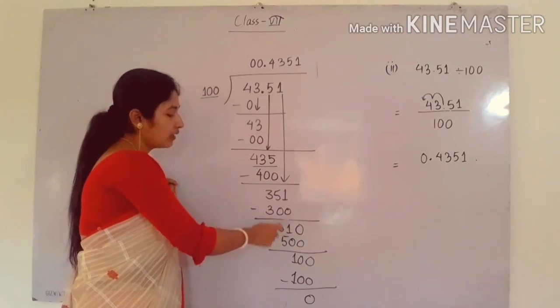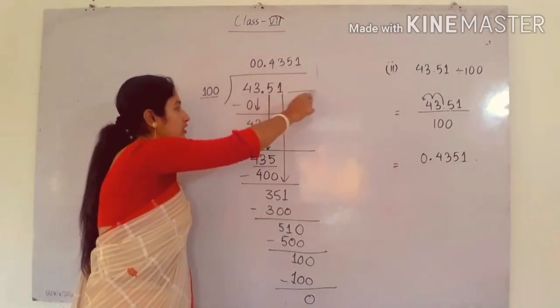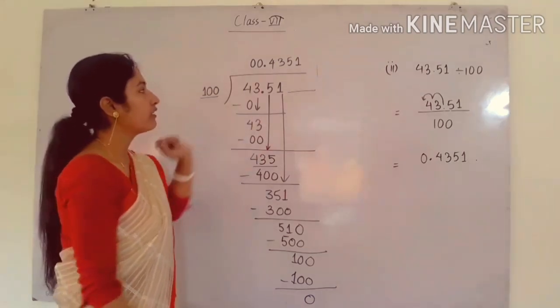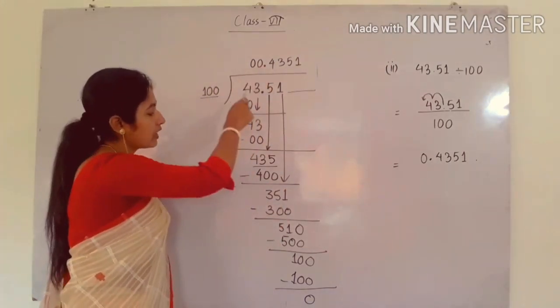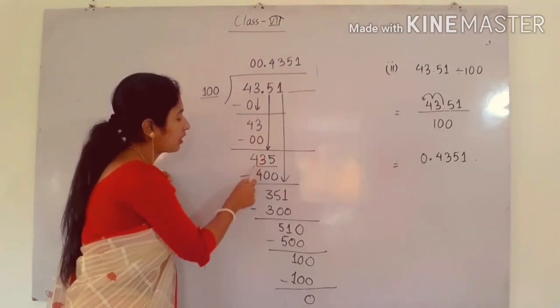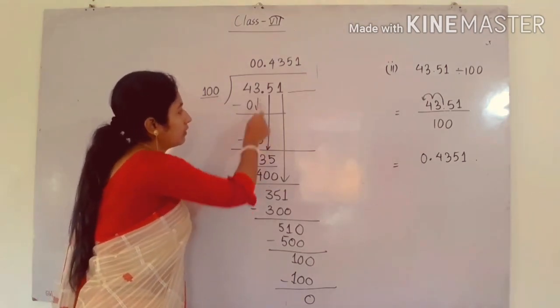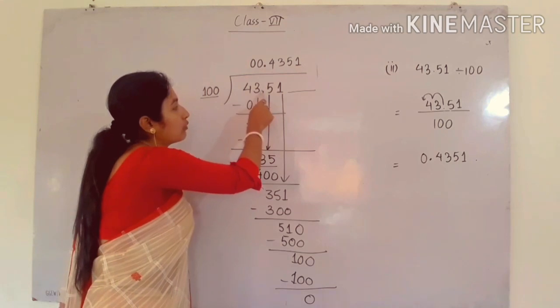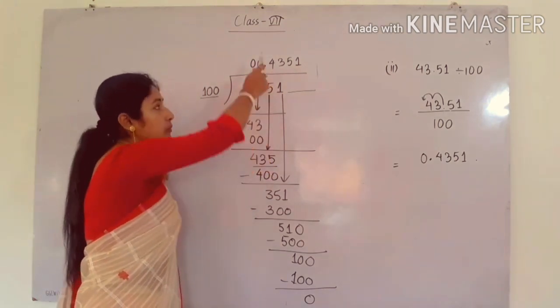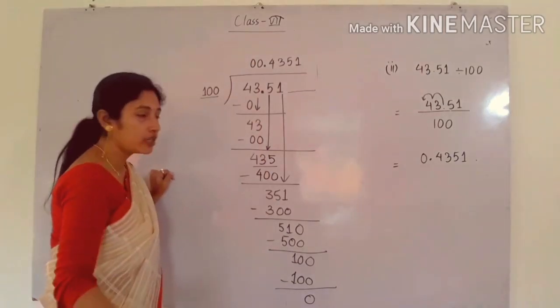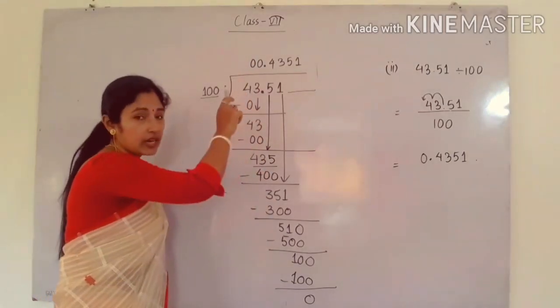So after that, see, here we have no digits. So what will happen? Already we have the decimal point. Already you know how to mark the decimal point. See, after this position, when it comes 43, then we have to write the decimal point. So the decimal point will not come here. The decimal point will go to the quotient. Already you know this, so I have not mentioned that.